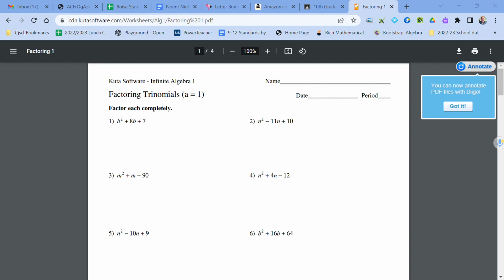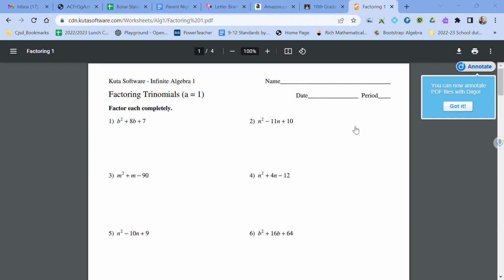So if doing things this way is what you learned and it was called multiplying, then the reverse of this, right? Multiplying creates products. The reverse is to take a product and turn it back into its factors. So that's what we're going to do here real quick.